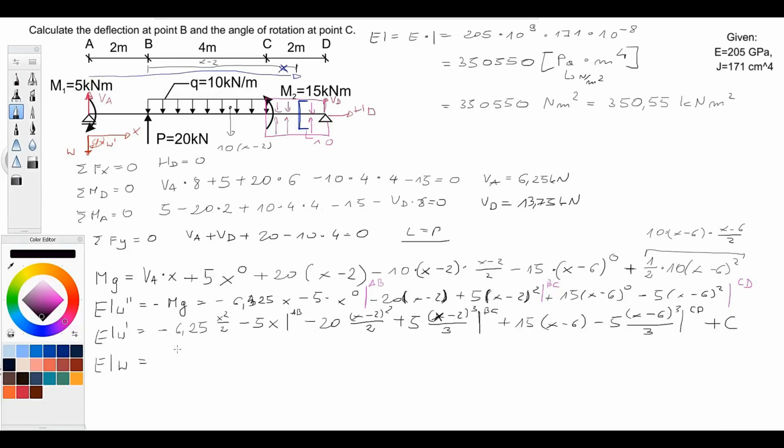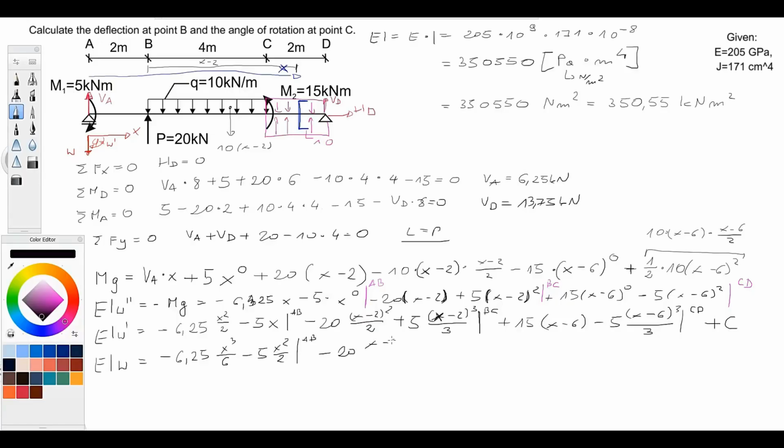Then we have EI times W, another integral. Minus 6.25x to the third over 6, minus 5x squared over 2. Note, again, I might have done this a bit too quickly here. We had x squared over 2. We have x to the third over 6. Why? Well, because it's really 2 times 3. It was x squared over 2. I calculated the integral. It should be x to the third over 2 times 3. 2 times 3 is 6. We can calculate that mentally.